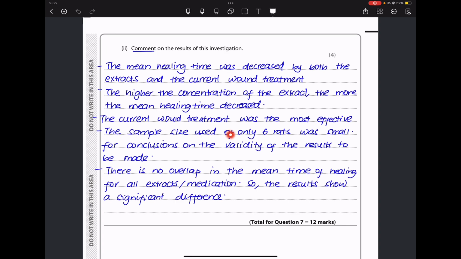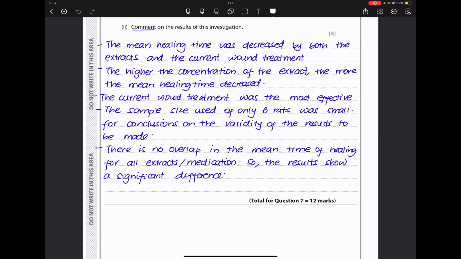The sample size used of only 6 rats was small. This is true as well. So we are talking about how effective they were in carrying out this experiment. You talk about the good things they did and the things that they could have improved. The sample size was only 6 rats, which was small, for conclusions on the validity of the results to be made. And then talking about the standard deviation, there is no overlap in the mean time of healing for all extracts, including the current medication, so the results show a significant difference. So this brings us to the end of question 7. Let's continue to question 8.